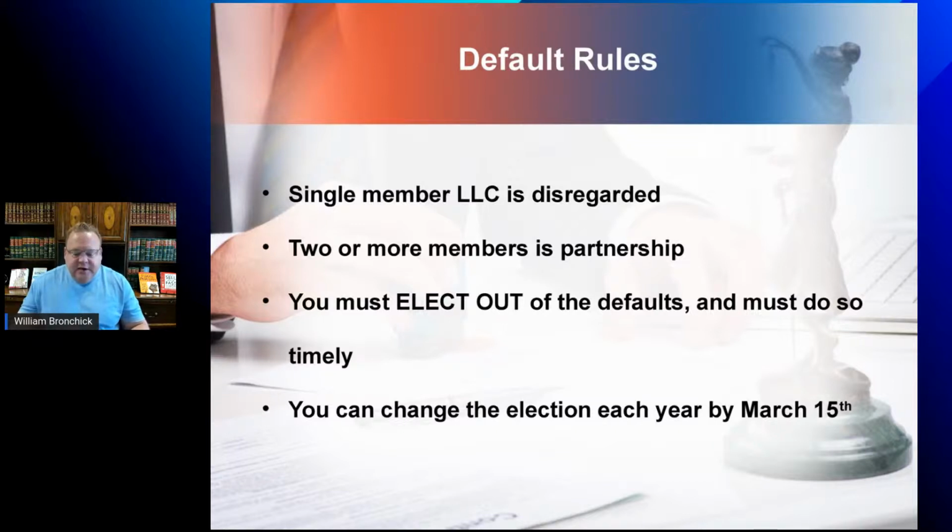And you must elect out of the defaults, and must do so timely. It's Form 8832, and the timelines are on there. I think it's 6 months. But there's always a late election exception if you forgot. And again, you can change the election every year. You could say, I want to be S Corp this year and then terminate it next year. You could say, I want to be a partnership to start, and then say, no, I want to terminate that and be disregarded next year. It's just a matter of filing some forms and reporting with the IRS.